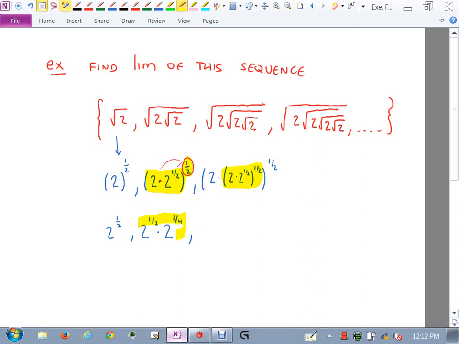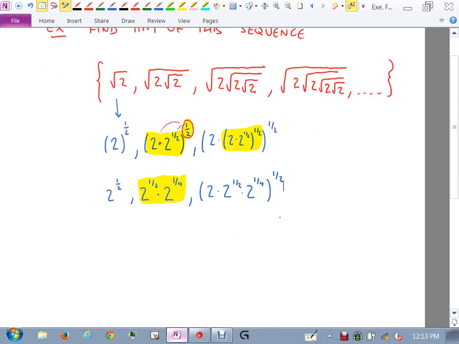And that turned into this. Yeah? So my next one would be 2 times, now the yellow part turns into 2 to the 1/2 times 2 to the 1/4, but then all of that to the 1/2. Are you following me? This is all just using properties of exponents. What is that first one in yellow there? What's 2 to the 1/2 times 2 to the 1/4? 2 to the 3/4, isn't it? Yes? 2 to the 3/4.